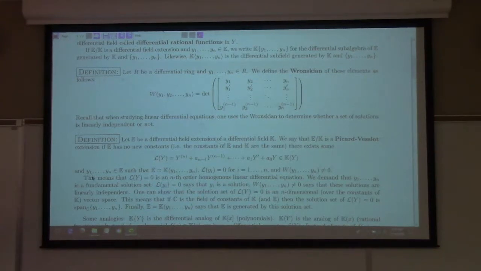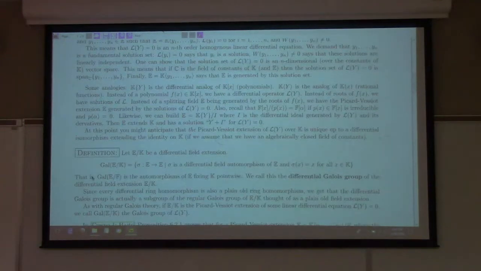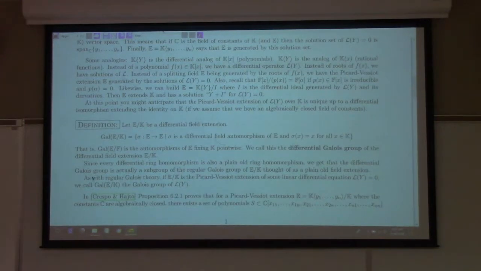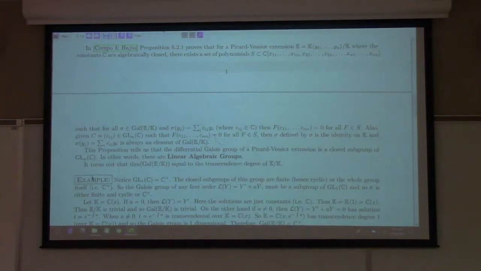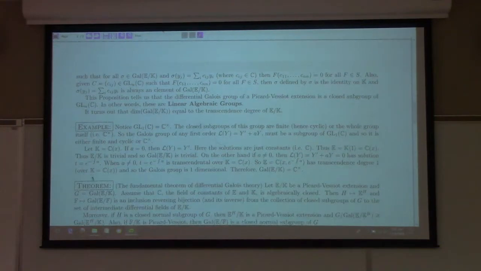Yeah? And, you know, you can study this. Almost everything you've seen has an analog over here. You can talk about the differential Galois group. It's something like the differential field automorphisms that fix the differential subfield K that things are being extended over. Sound familiar? A little bit, right? The K-fixing differential field automorphisms. And so this leads to the discussion of linear algebraic groups.